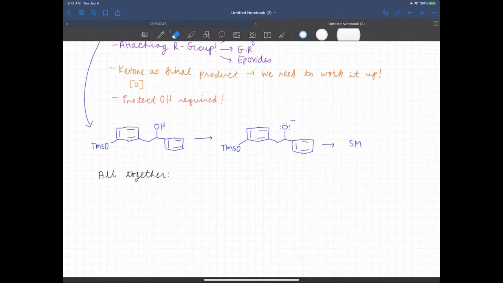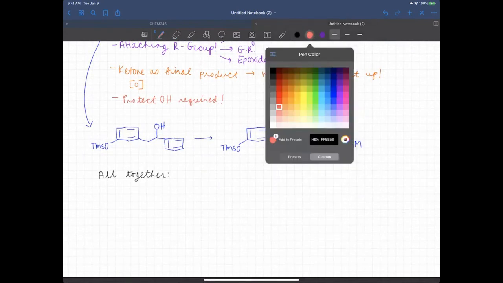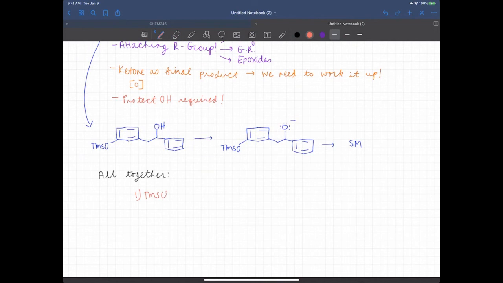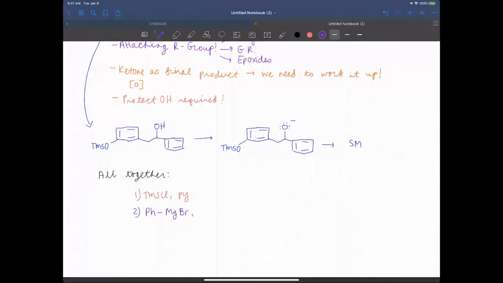So let me just be consistent with the colors. First step, you need to protect it. And step two, you're attaching an R group, right? So what are you going to add? You're attaching a phenyl group. So it would have to be phenylmagnesium bromide in the presence of THF or diethyl ether, and then step three, you have an acidic workup.